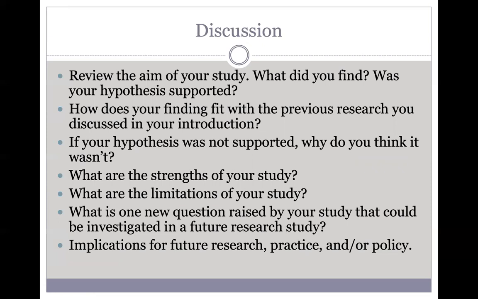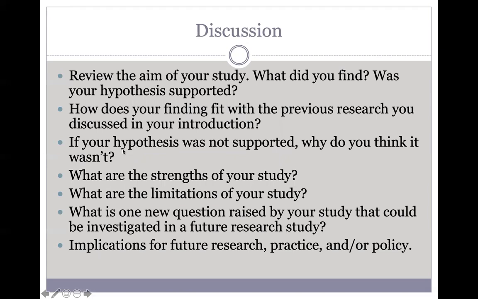And then you would move on to how your finding fits with the previous research you discussed in the introduction. You would say, previous research found that there was a significant difference in people who like to cook certain meals. We wanted to know how they like to cook all meals and found that there wasn't. Further research may need to be done to determine the actual differences. You can talk about why you think it wasn't supported.